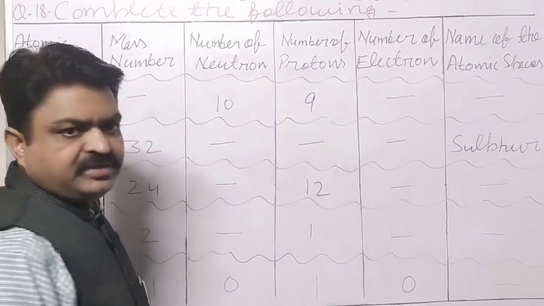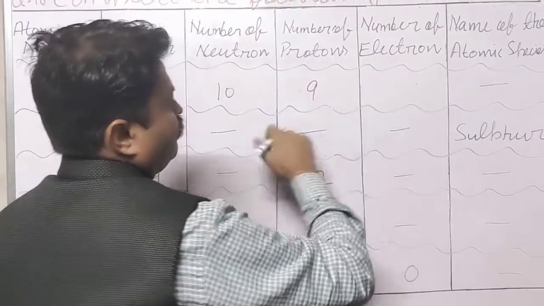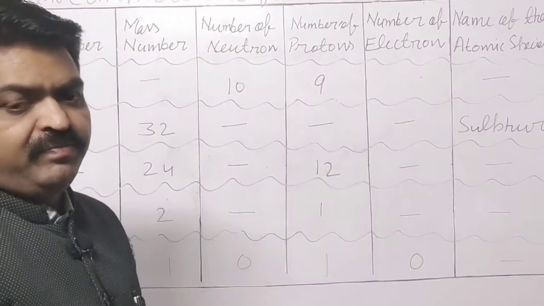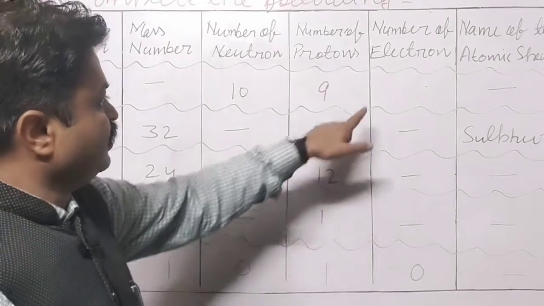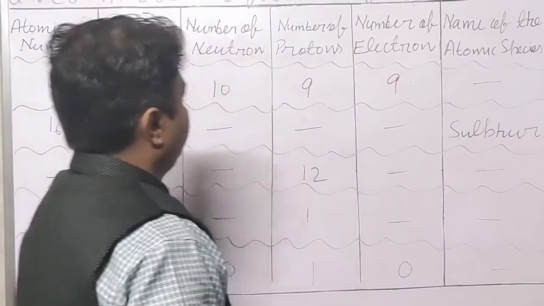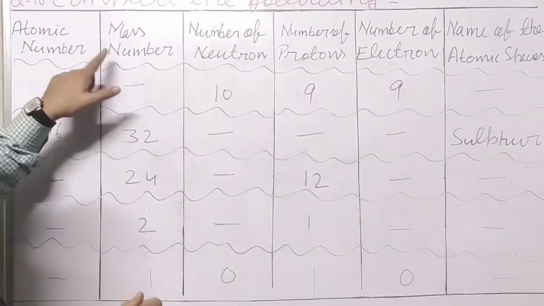So what is it? It is 9. And the number of electrons, as you know, is always equal to the number of protons, because the atom is a neutral species. So what we write here is also 9. Now we will try to find out the mass number.